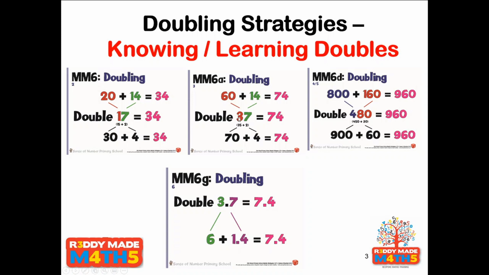In a similar way, we can use double 37 as double 30 and double 7, which gives you 60 add 14, or just double 35 and double 2, which then gives you 70 add 4. There's a similar version there for years 4 and 5 for double 480. And then just one way of doing a quick decimal double, which is double 3 and double 0.7, which would give us 7.4. Again, we could actually do double 3.5 and double 0.2, and that would, in a similar way to 37, also give us 7.4 as well.